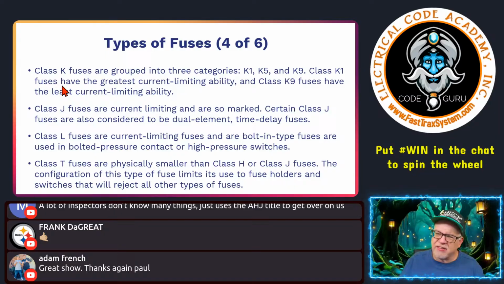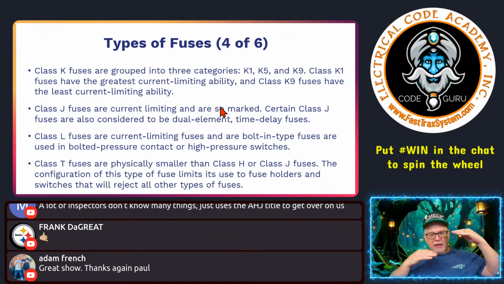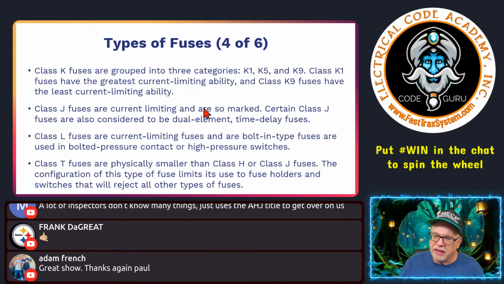It says Class K fuses are grouped into 3 categories: K1, K5, K9. The Class K1 fuses have a greater current limiting ability. K9 fuses have the least current limiting ability. So in these K classes, that means 1 has the higher range of current limiting ability, and the 9 is on the lower scale, okay? It's not as current limiting as a K1 would be.